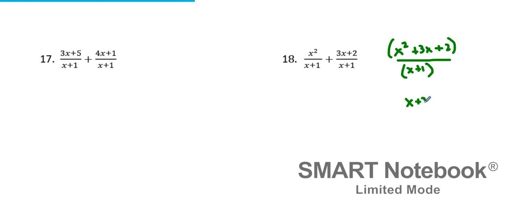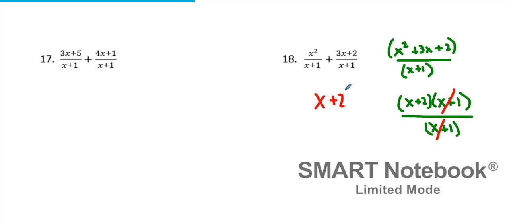I think that's the final. x plus 2 over x plus 1, all over x plus 1. And now I can cross that off. So my final answer is x plus 2. So that reduces down quite a bit.